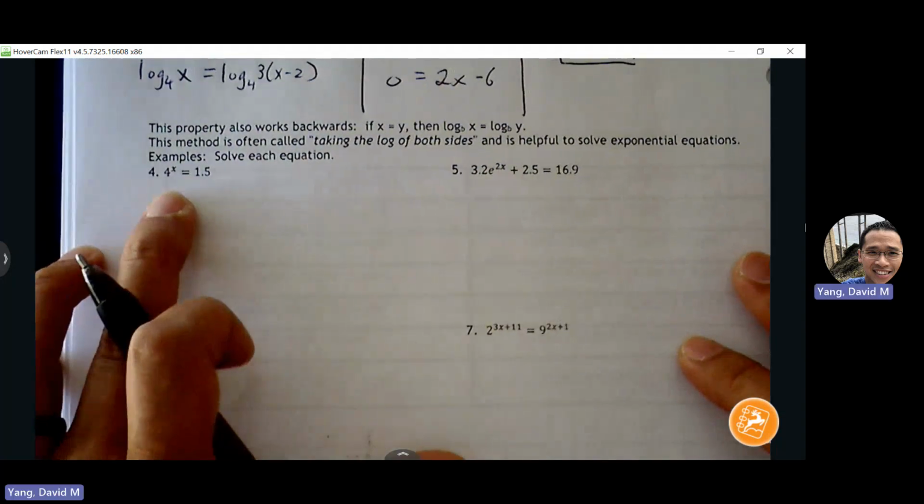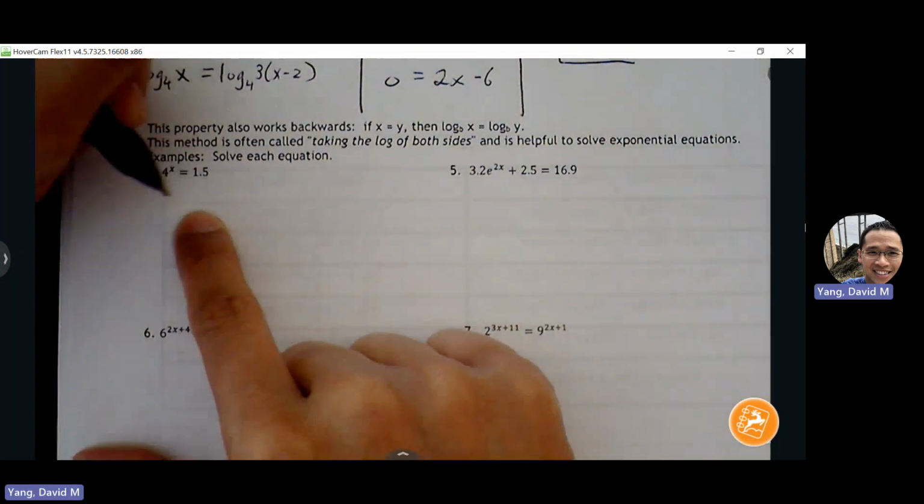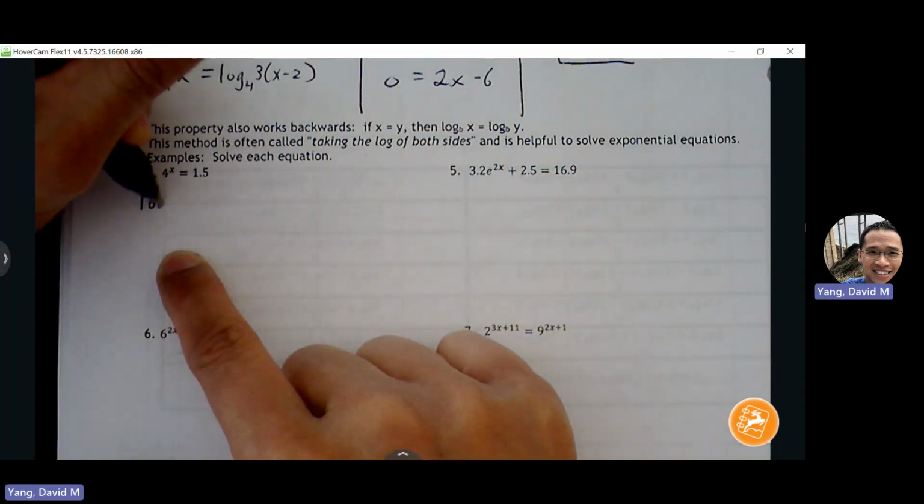Number 4 here, 4 to the x is equal to 1.5. I want to solve for x, but x is stuck as an exponent, and the easiest way to solve for a variable exponent is to involve logs. So what I'm going to do is take the log of both sides. I want to introduce logs into the problem.